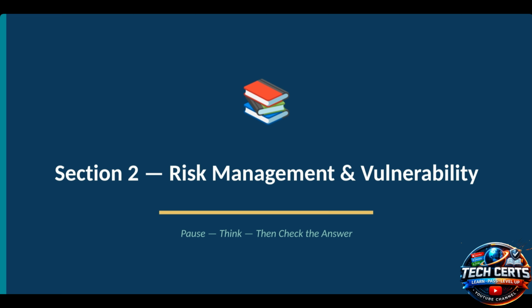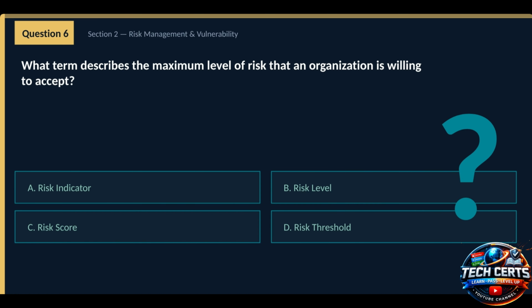Moving into Section 2, Risk Management and Vulnerability. These questions test your understanding of how organizations identify, measure, and respond to risk. Vocabulary is critical here. Small differences in terms can mean the difference between right and wrong on the exam. Question 6. What term describes the maximum level of risk that an organization is willing to accept?